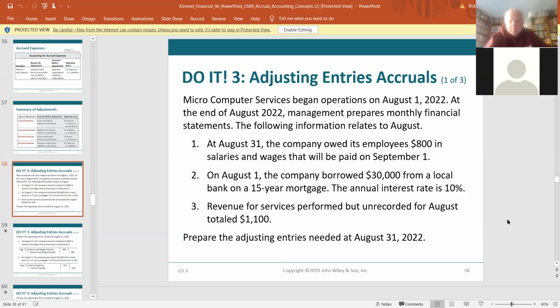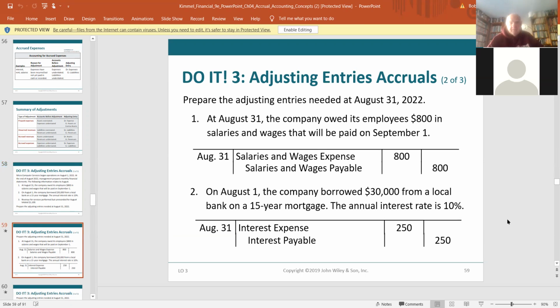Revenue for services performed but unrecorded. Okay, here is your unearned revenue account. We're going to debit the unearned revenue, which is a liability account, and credit regular revenue. And let's just take a peek at the journal entries here.